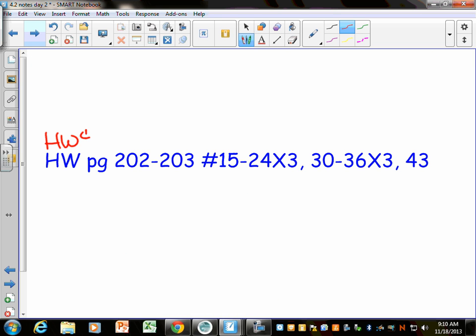This is homework 4-2, day 2. I don't feel like I have enough time for that multiple choice, but we're having a worksheet day tomorrow, so tomorrow I'm going to have that multiple choice ready, and we're doing that first.